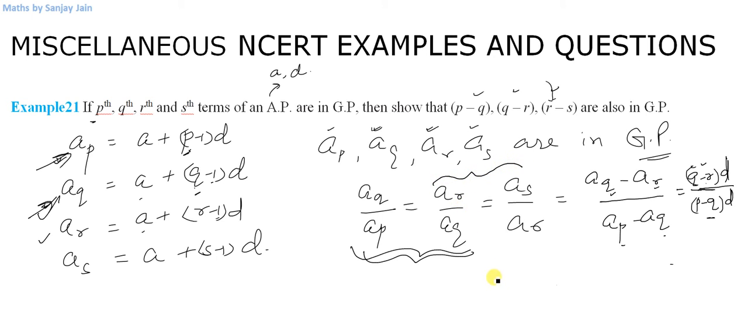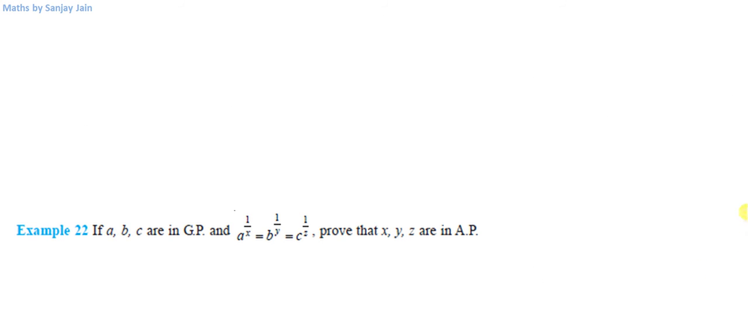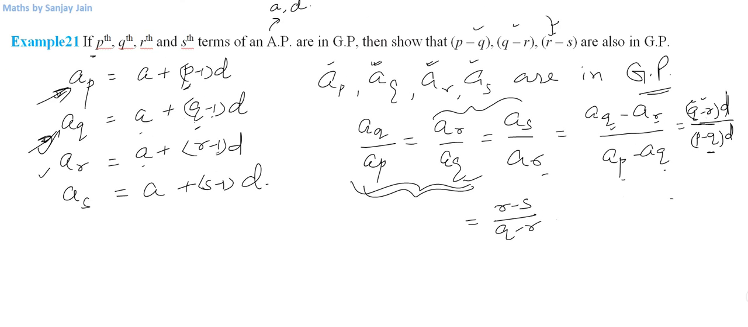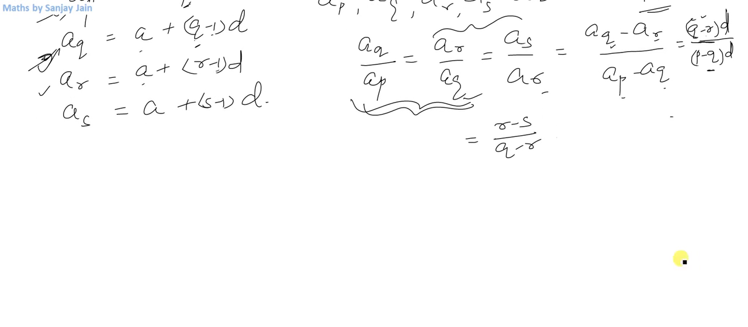So from these I will be able to say that (r minus s) by (q minus r) will also be equal to these. Okay, I hope you have got what I wanted to convey, but let me explain it once again and use a different color. See, I have shown you that these ratios are equal.